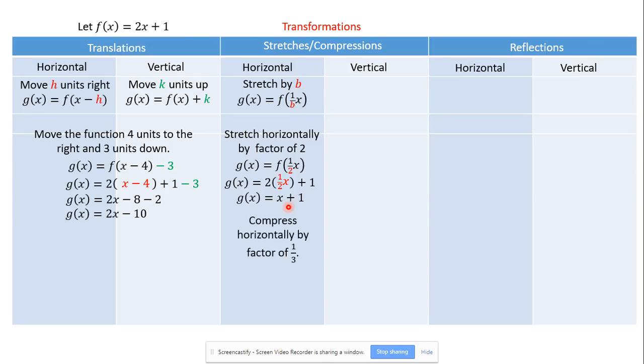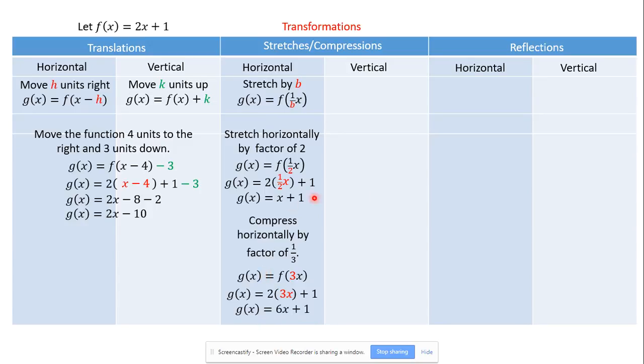Let's look at another one. Compress it horizontally by a factor of 1/3. So when we plug in 1/3 here, it's just the reciprocal. So the reciprocal of 1/3 is 3. So g of x will equal f of 3x. So take our function, 2 times something plus 1, plug in 3x for the something, and we end up with 6x plus 1.